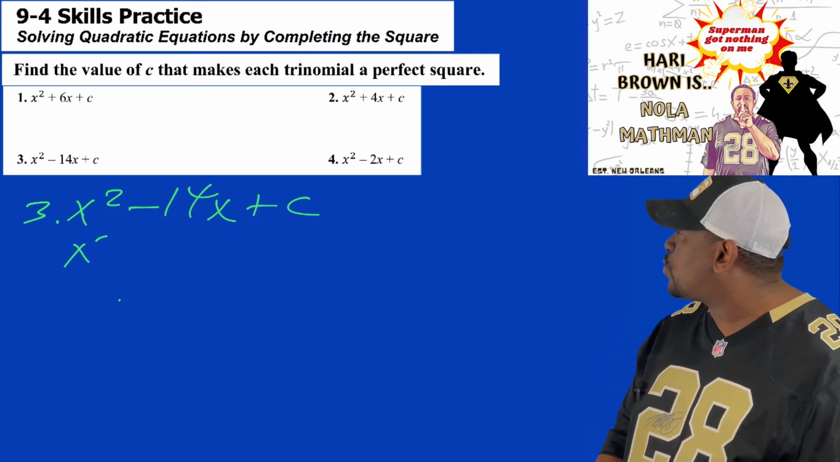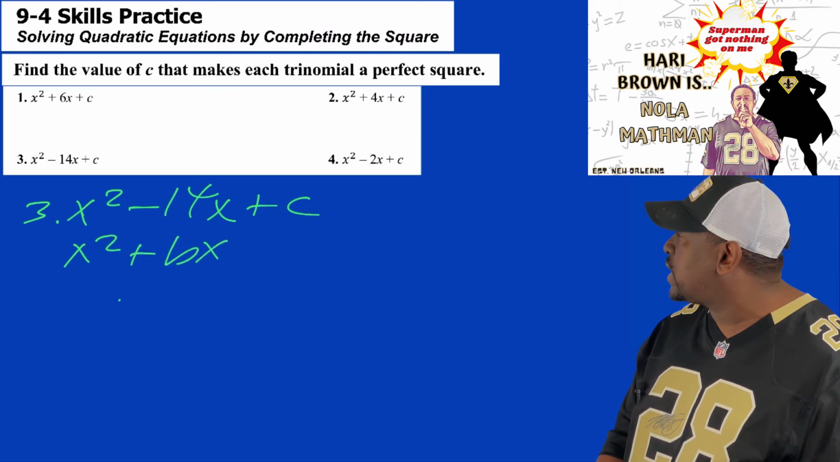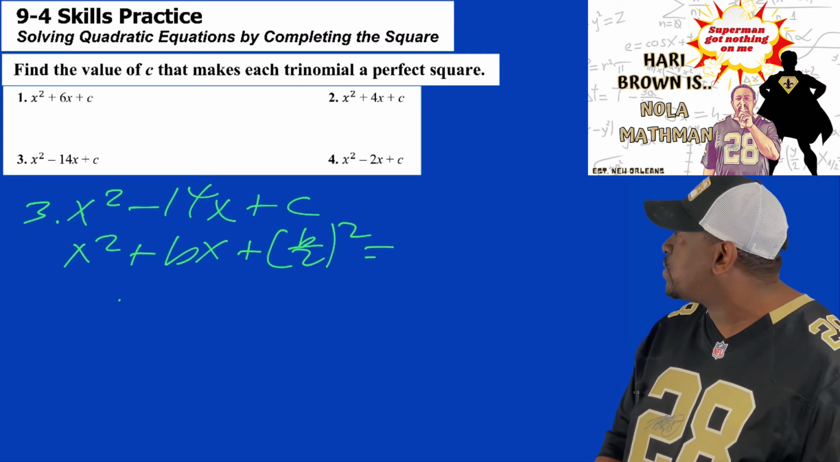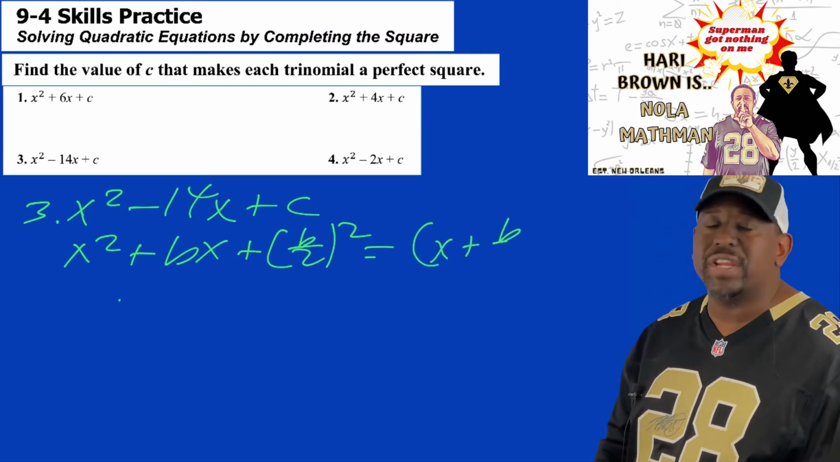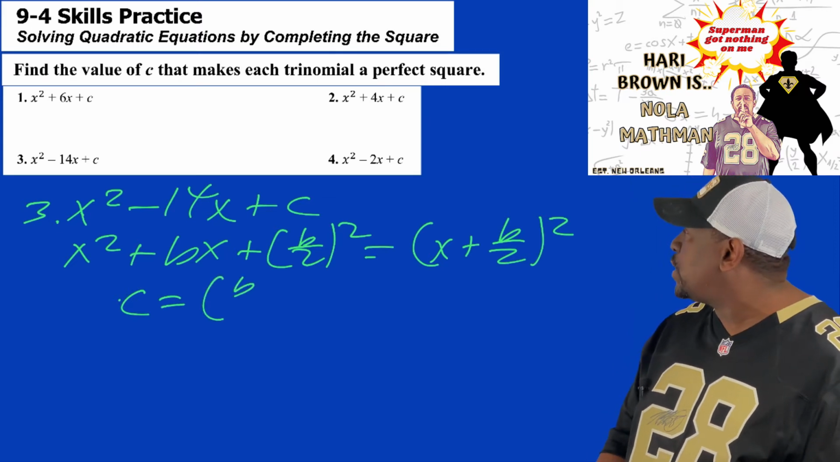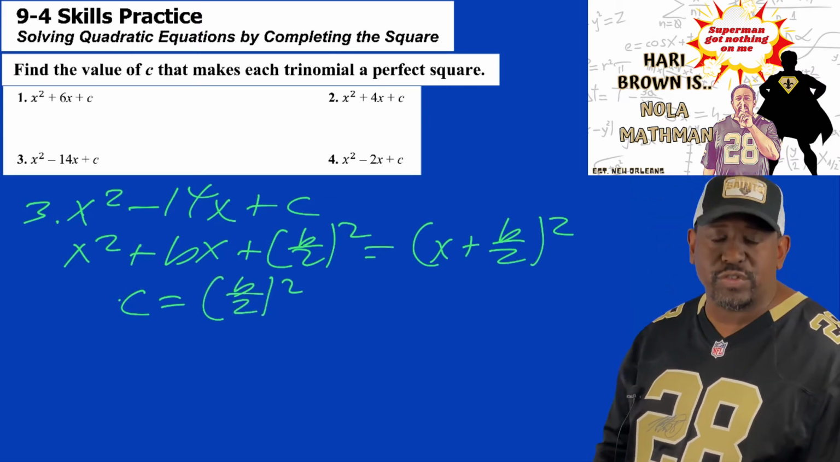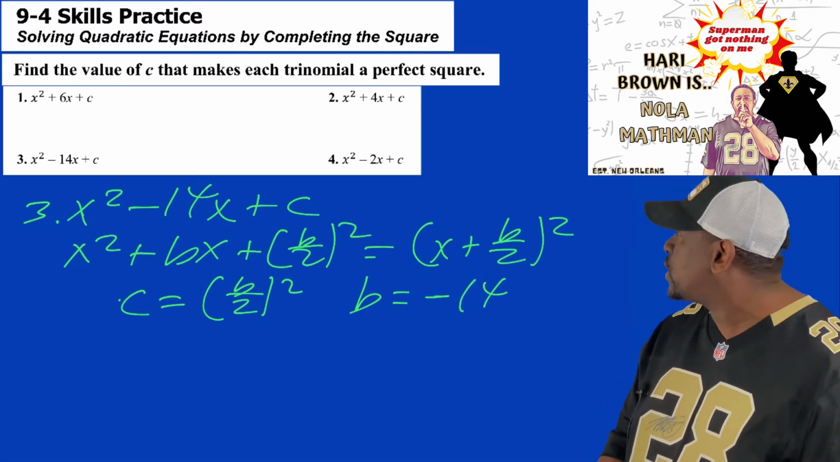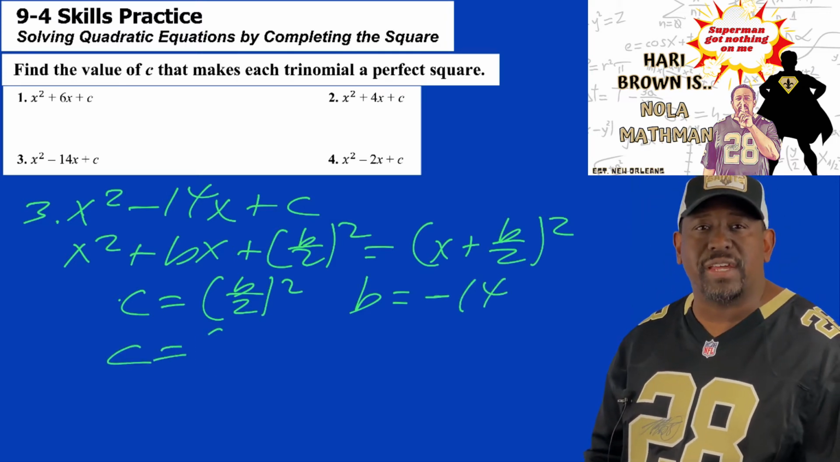Next problem, x squared minus 14x plus c. Again, we want to write our general formula, which is x squared plus bx plus b over 2 squared. And what it factors into once you make it a perfect square trinomial, the binomial square, is x plus b over 2 squared. So you want to get in the habit of doing that because we're going to use that when we're solving. So in this problem, b is equal to negative 14.